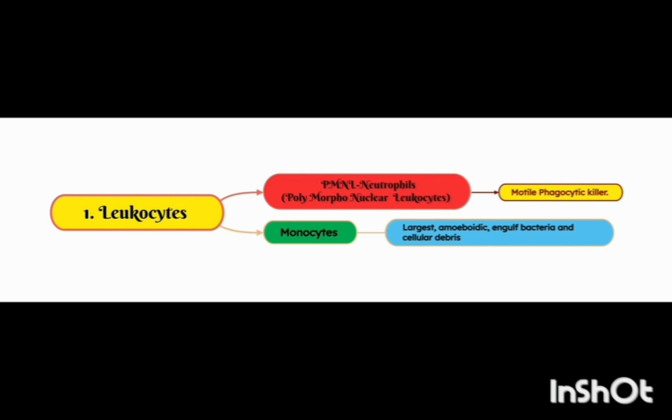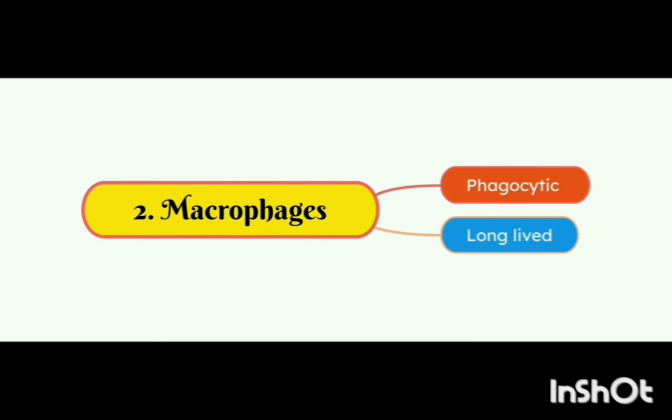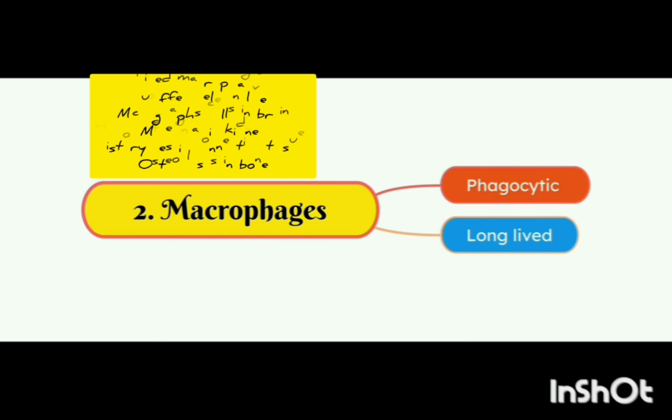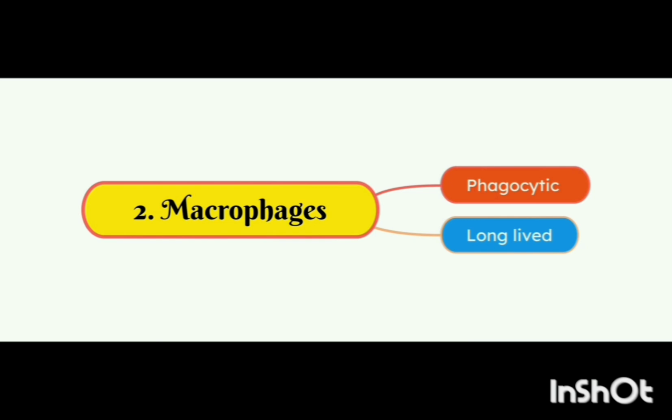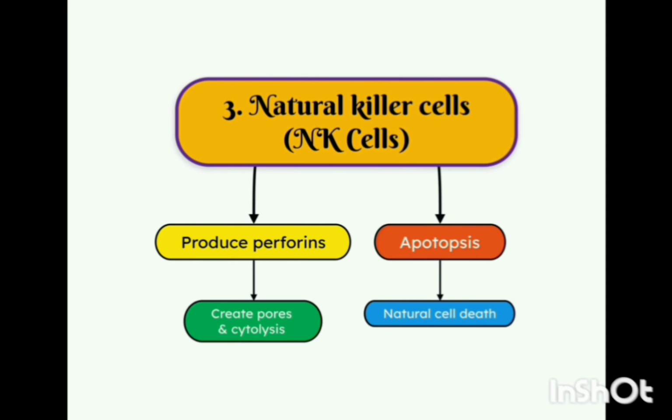Now next is macrophages. They are phagocytic in nature and they are long-lived. They are of two types, wandering and fixed. Wandering macrophages move by amoeboid movement throughout the tissues. Fixed macrophages serve different functions. They may be histiocytes in connective tissue, Kupffer cells in liver, mesangial cells in kidney, microglial cells in the brain, etc. Next is natural killer cells, which are in short known as NK cells.